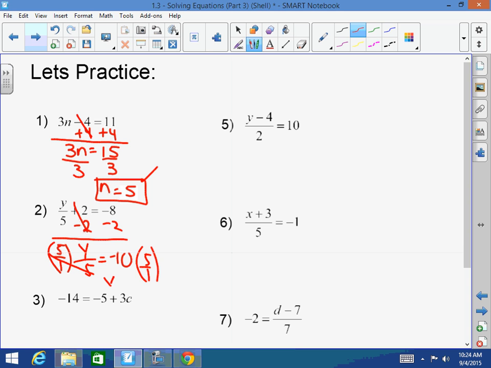That cancels, and y will equal negative 50. Okay? That's an ugly 0. That should be 50. Okay. All right. Number 3.